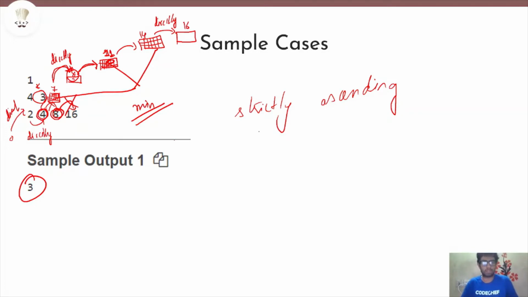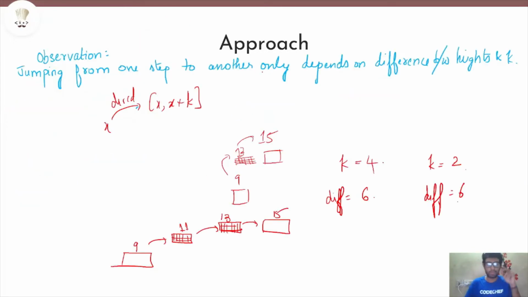So 3 steps constructed. Now let's look at the approach. One observation we need to note is that jumping from one step to another only depends on the difference between their heights and K. So let's say that we are at step x. Since we are at step x, a direct jump is possible if the next value is between x and x plus K.